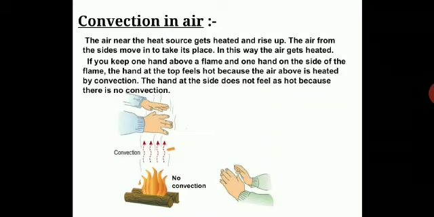If you keep one hand above a flame and one hand on the side of the flame, the hand at the top feels hot because the air above is heated by convection. The hand at the side does not feel as hot because there is no convection. Over here you can see how convection takes place. Here, no convection. If you keep one hand on the side and then on top, you will feel warm on top. So this picture will give you a clear idea of convection in air.